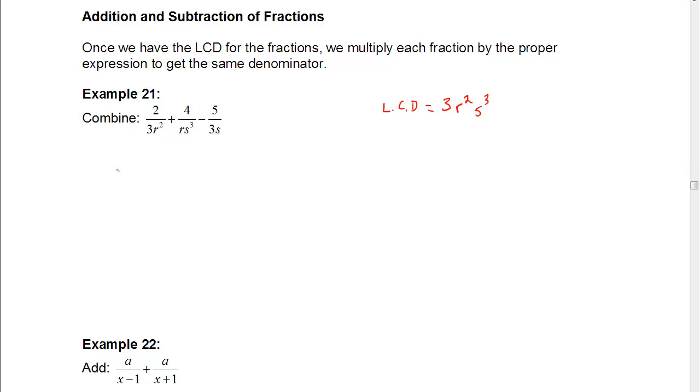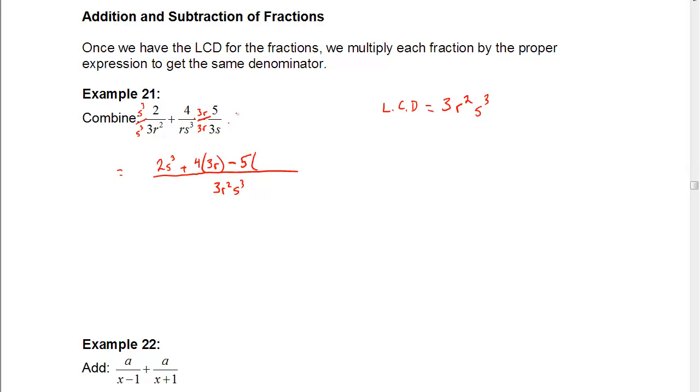So we want to add and subtract those so that the denominator is 3r squared s cubed. In order to do that, we need an s cubed for the first term, so we have to multiply by s cubed over s cubed. That's going to give us 2s cubed. Plus 4 is on top of this, and we need to multiply it by, well, we have r and s cubed, so we need the 3, so we're going to have to multiply by 3. And we need another r, so 3r over 3r. So that's 12r. And finally, minus 5.